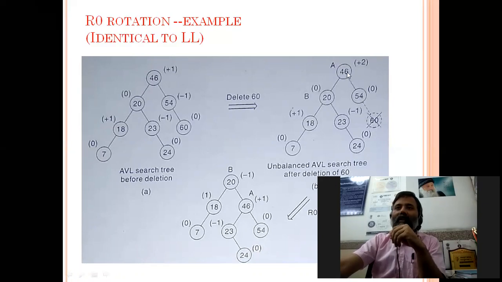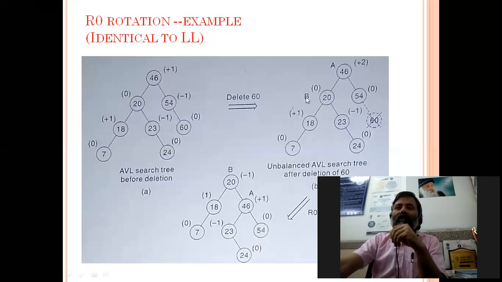This is the nearest ancestor whose balance factor is not 0, 1 or -1. So we apply a rotation technique. Which rotation technique will we apply? It is on the right side of A, so R rotation, and the balance factor of the left child node B is 0, so R0 rotation.